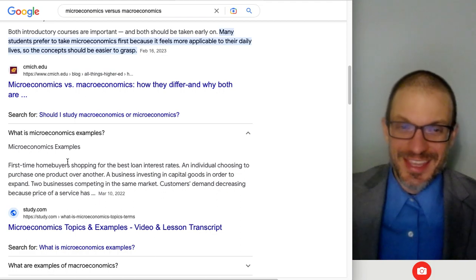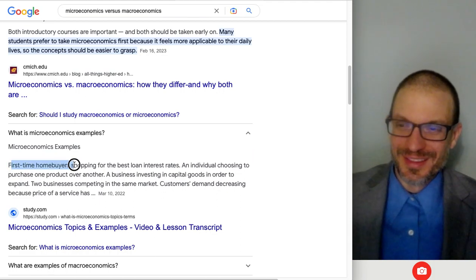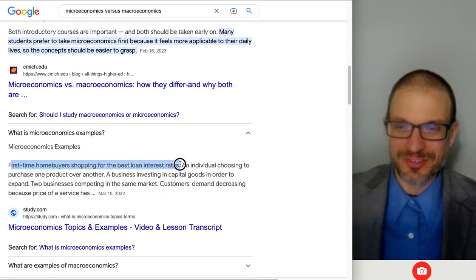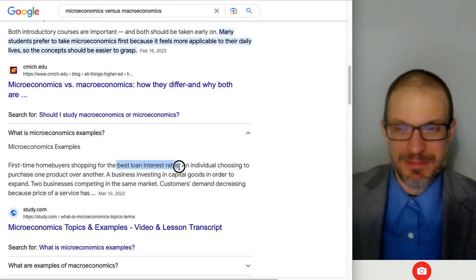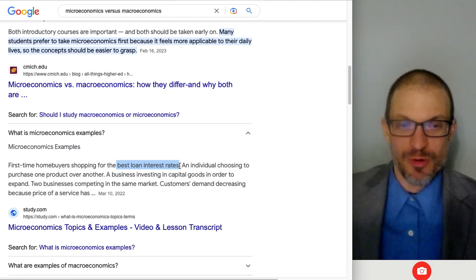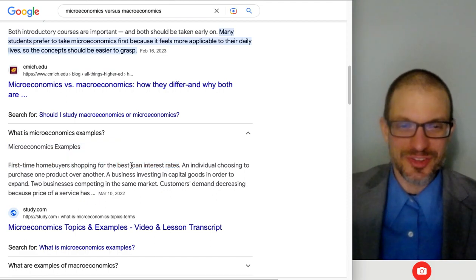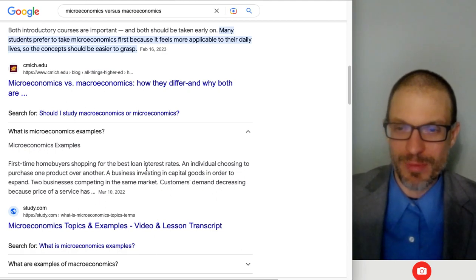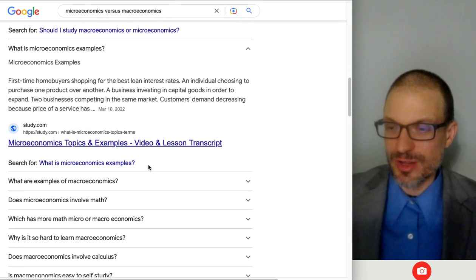Yeah, so in the Principles of Economics course, the best example of microeconomics is not first-time home buyers shopping for best loan interest rates. Firstly, best loan interest rates at best is going to be macroeconomics. At worst is going to be finance. And then also, most principles level economics students are probably not themselves at the moment first-time home buyers, though hopefully will be once they graduate with their degree shortly.